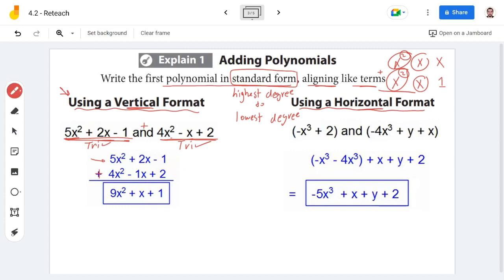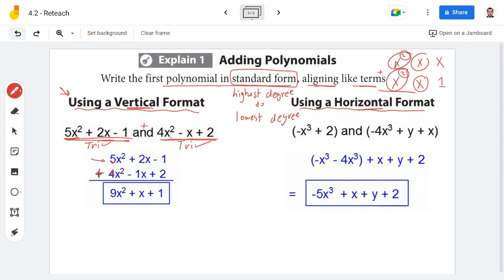Now let's start here. As you can see, 5 plus 4 is equal to 9x squared. 2 plus negative 1, so 2 minus 1, equals 1x. Or you can just write x, because if we have no number, it means 1. Then negative 1 plus 2 is equal to 1. So this is easy. Vertical format is very easy.